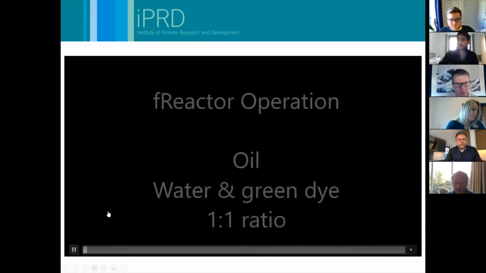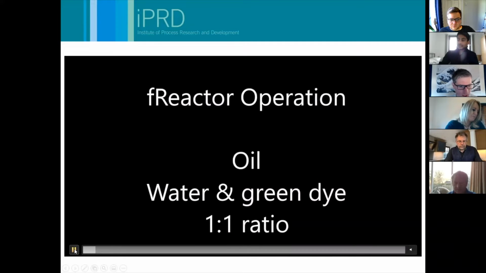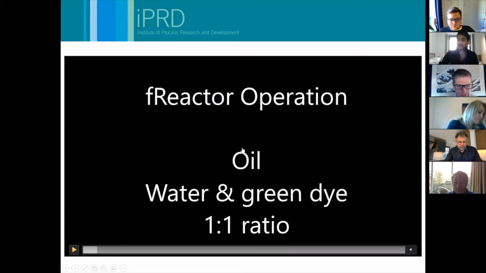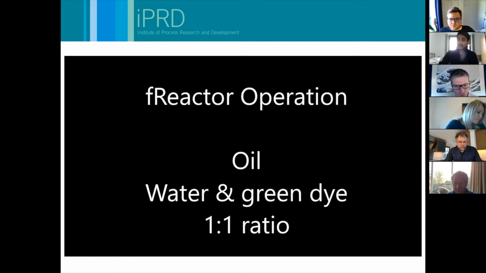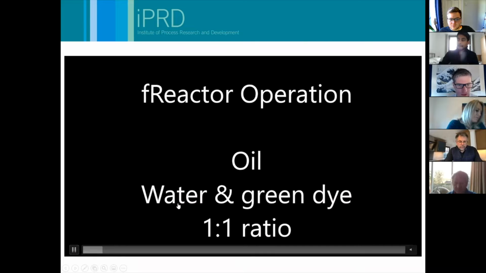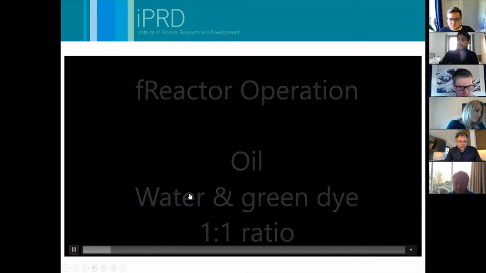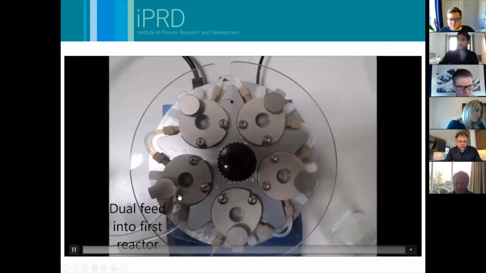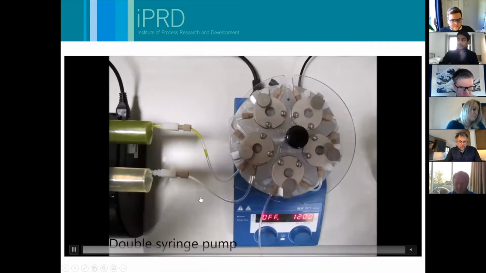This is a video of reactors in operation, and it's a physical process really. We're mixing oil together with water and a green dye that we've put in the water phase, and you can see just how easy and straightforward these are to use. This is the fReactor unit on the hot plate. There are 5 of these together, and I'll mention why in a moment. We've got a dual feed into the first fReactor.